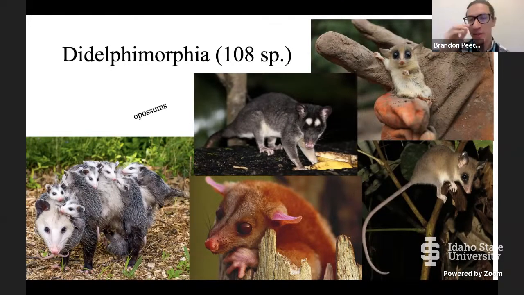So here's didelphimorphs. They are mostly living in trees. A lot of them have very varied diets, definitely some fruit eating and a lot of bug eating. I don't really know if there's any didelphimorphian carnivores. I don't think so. But anyway, those are didelphimorphs.